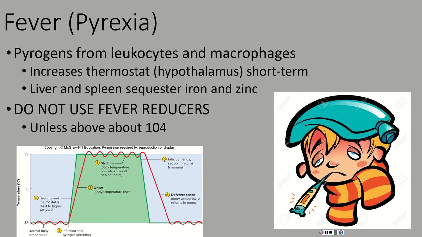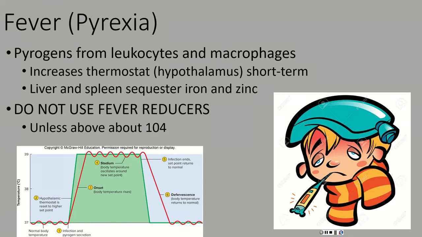Now, normally our body temperature is about 98.6 Fahrenheit or 37 Celsius. Some of us, it's a little bit lower. Some of us, it's a little bit higher. But it's in that vicinity. 98.6 Fahrenheit is what's considered normal. Now, when these pyrogens are released, the hypothalamus cranks that temperature up, and we get warmer. And that's the big sign of a fever, increased body temperature.